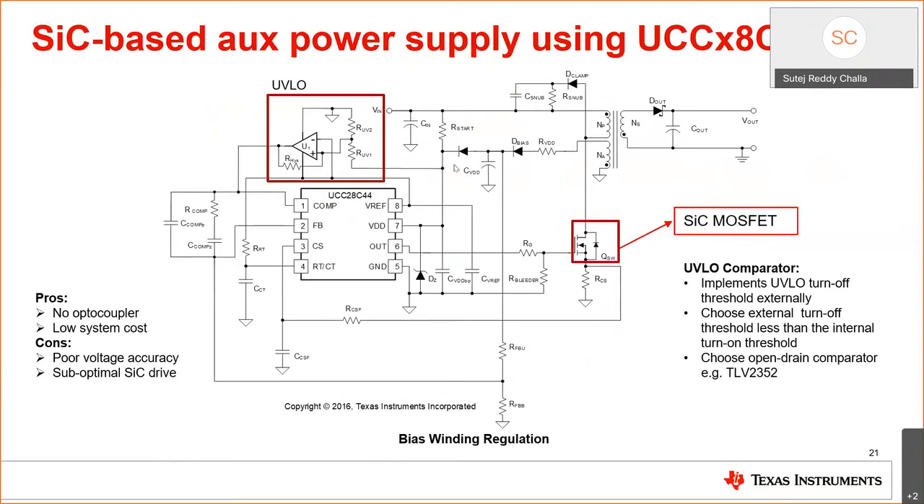And with appropriate VDD, which is less than 18 volt, only a UVLO comparator is required in order to adjust the UVLO turn-off threshold. So the pros and cons of this system: again, no optocoupler is required, so low system cost, but because of the primary side regulation, the output voltage accuracy suffers, which is mainly due to the cross regulation of these windings. And also the maximum VGS that can be given in this scenario is 18 volt. So the first generation SiC MOSFETs cannot be driven all the way up to 20 volt.